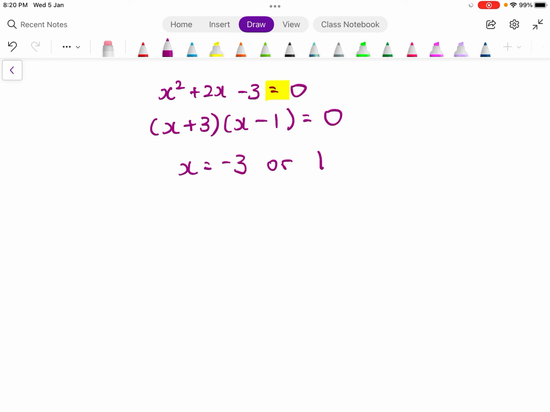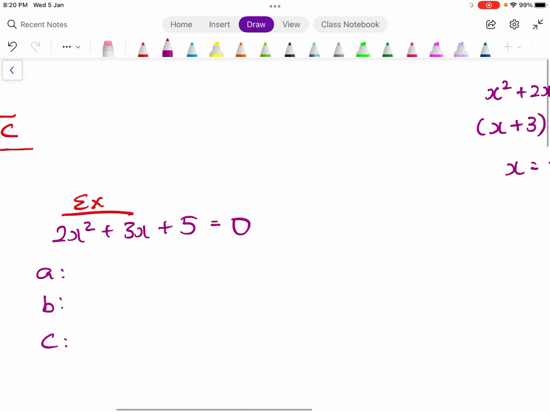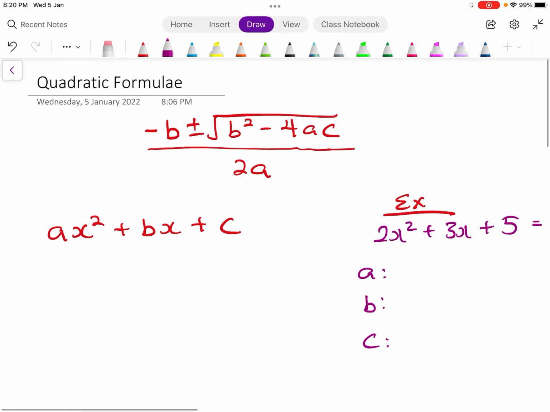Today I'm going to teach you a new way of solving quadratic equations using a formula. This formula you have to memorize by heart. It's not difficult to memorize. It's negative b plus minus square root b squared minus 4ac over 2a. You must be wondering, what is the a, what is the b, and what is the c?